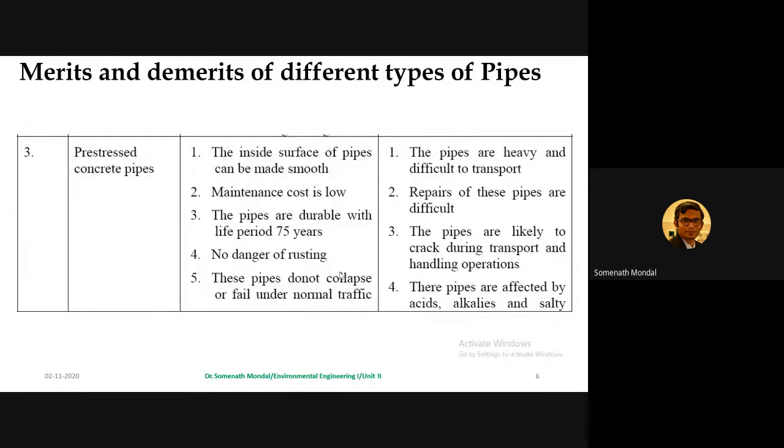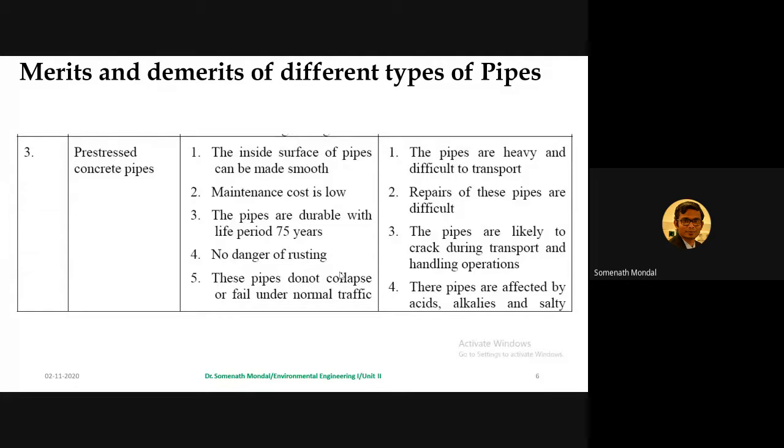On the other hand, they have some demerits also. The pipes are heavy and difficult to transport. Obviously, pre-stressed concrete itself is a heavy material, and you are making the pipes, so those pipes are comparatively heavier than if you make a same diameter pipe of some other material. Repair of these pipes is difficult, obviously. Repair would be difficult because of pre-stressing, so the components are actually casted before, and on site they are placed. So repair of a particular component would be very, very difficult.